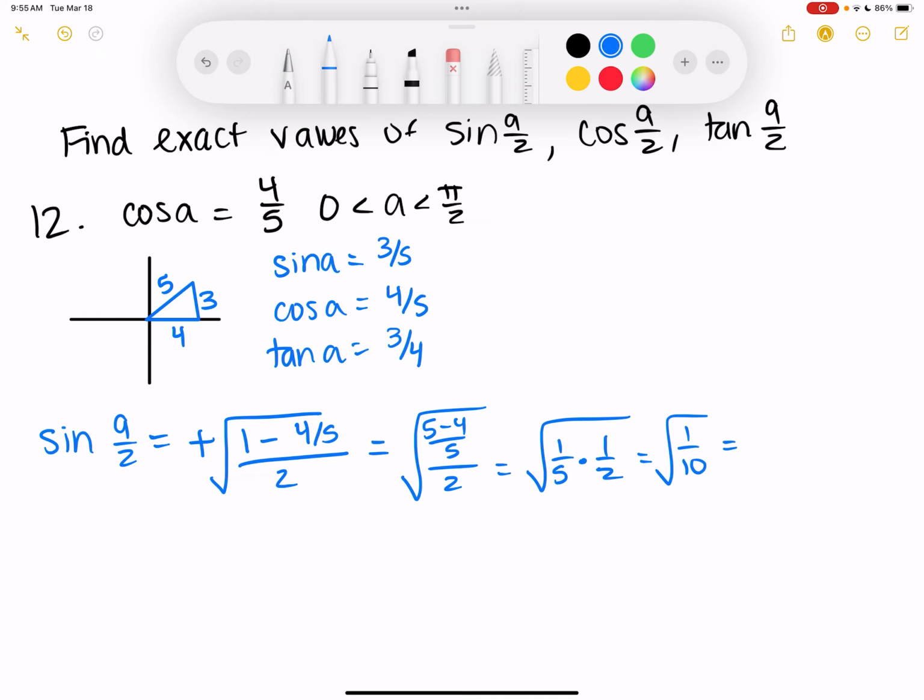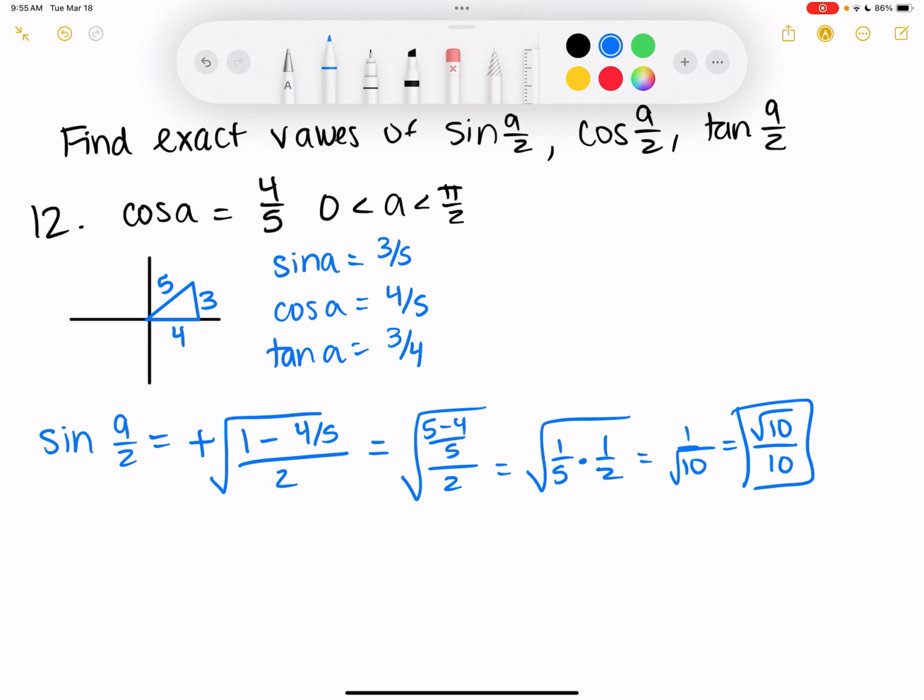When I rationalize that, what do I get? How do I rationalize something? Multiply it by root 10. So you get root 10 over 10. Just root 10 over 10. Yes. So that's the sine of A over 2.